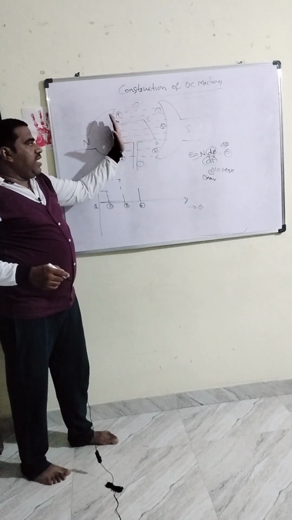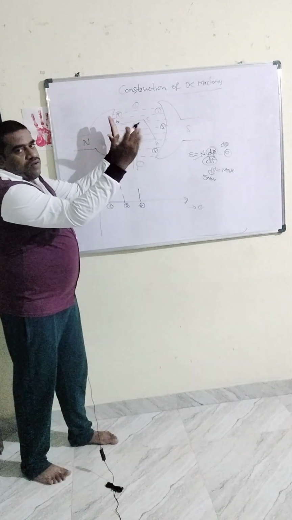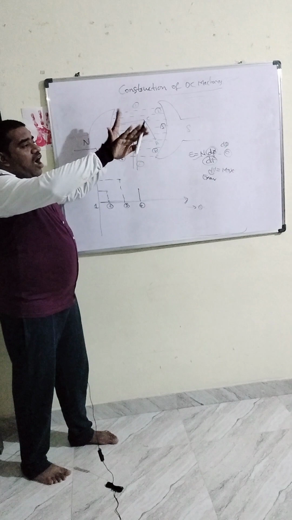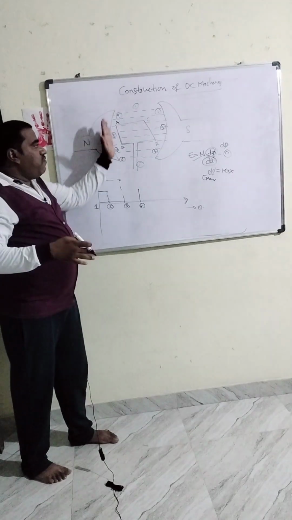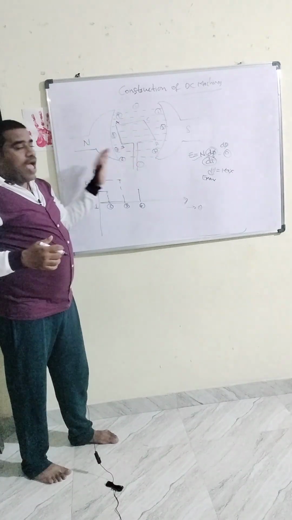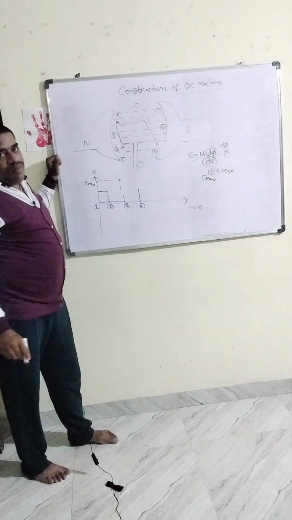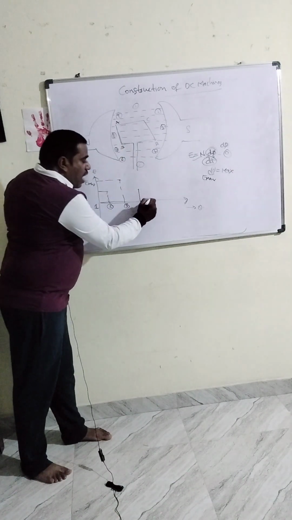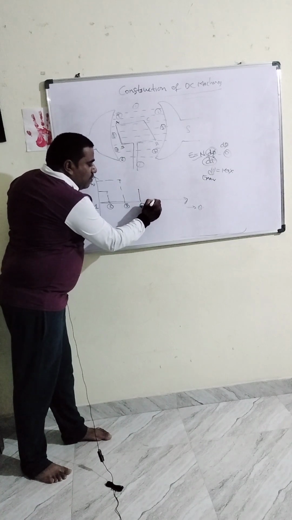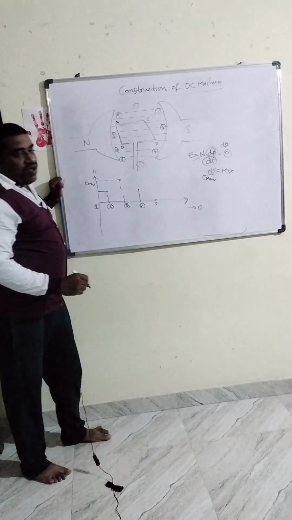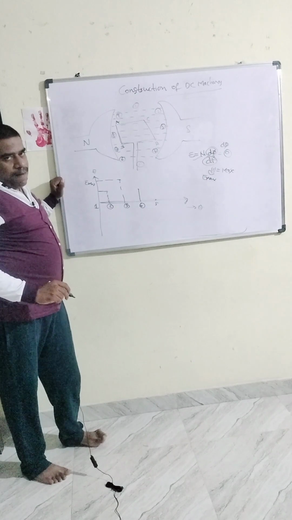Okay, initially AB is like this and CD will be like this. Then what is happening after one half revolution is that AB has entered into the south pole and CD has entered into the north pole here. But at position number 5, what is happening here? Again 0, because it is again parallel to the plane.